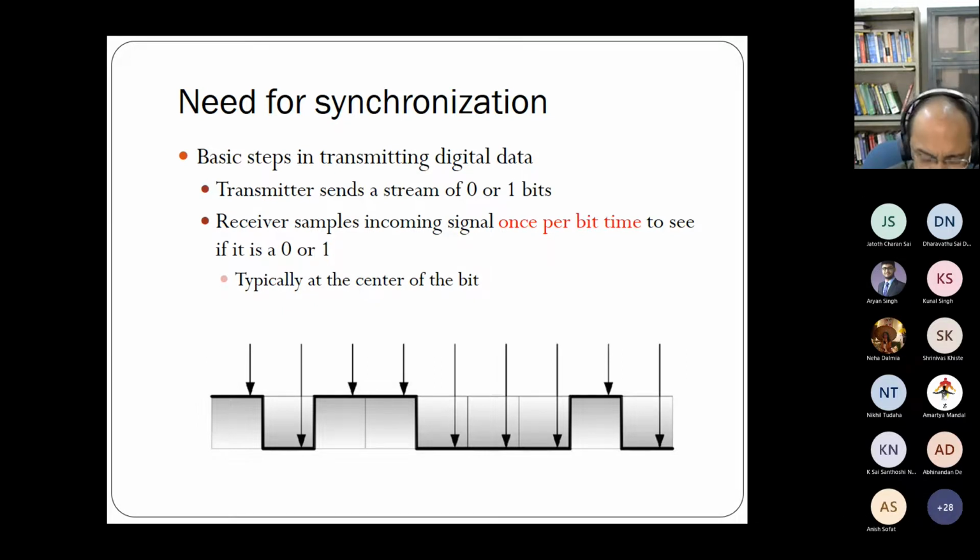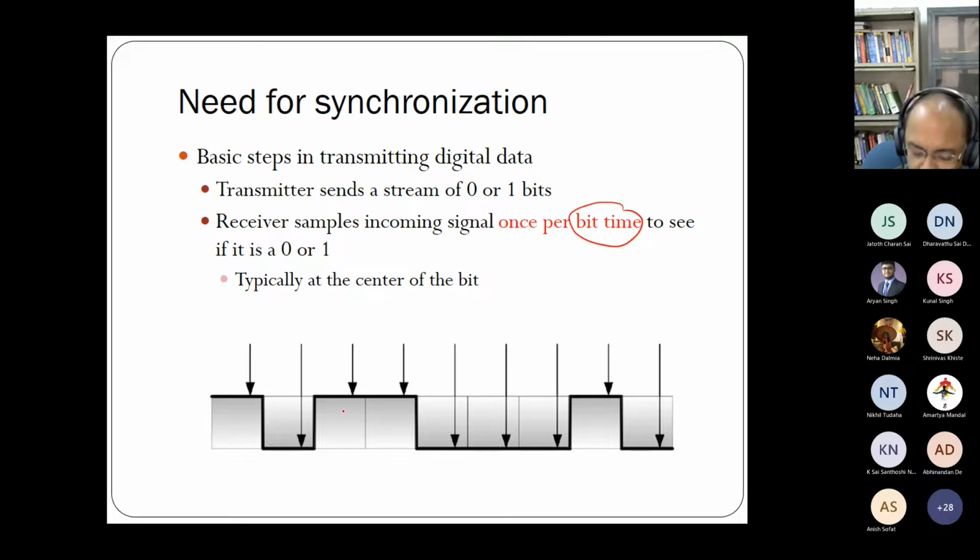The receiver will sample the incoming signal once per bit time. So there has to be a notion of a bit time agreed between them. I should know that you are going to send me at 100 Mbps, so I know what the bit time is, 1 by 100 M basically.